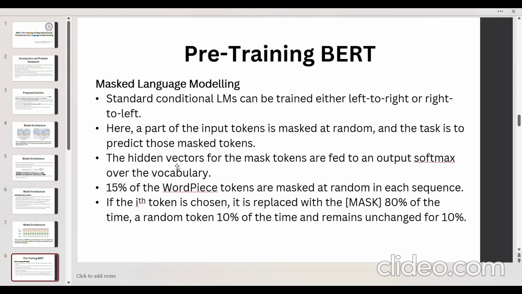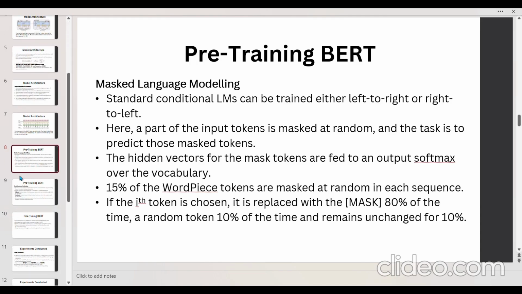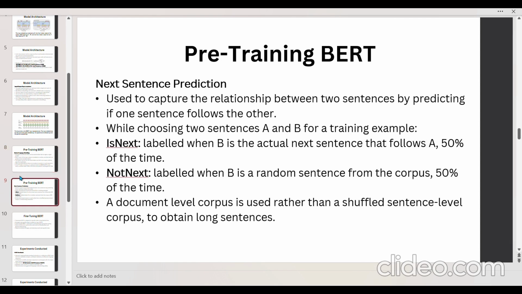15% of the token positions are chosen for masking and prediction. Of these 15% of tokens, around 80% are replaced by the mask token. 10% of the time, a random token is used to replace the selected token, and the other 10% of the time, the token remains unchanged. And the model is asked to predict the token that is selected.